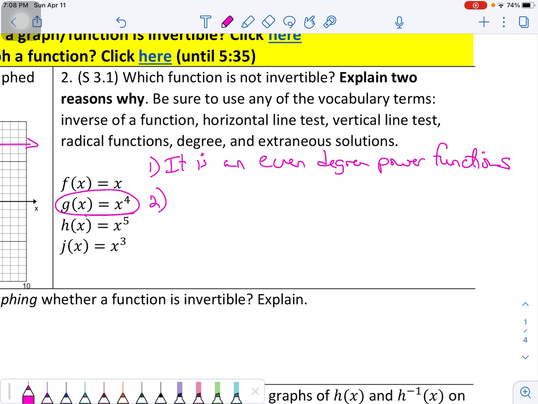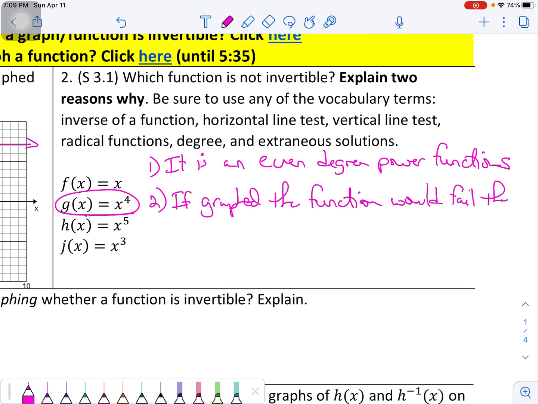The second reason is you could actually graph it. And if graphed, the function would fail the horizontal line test. And visually what that would look like, x to the fourth is a concave up graph that looks something like this, and the horizontal line test would of course fail in 2 points. All right, so x to the fourth is the one that is not an invertible function.